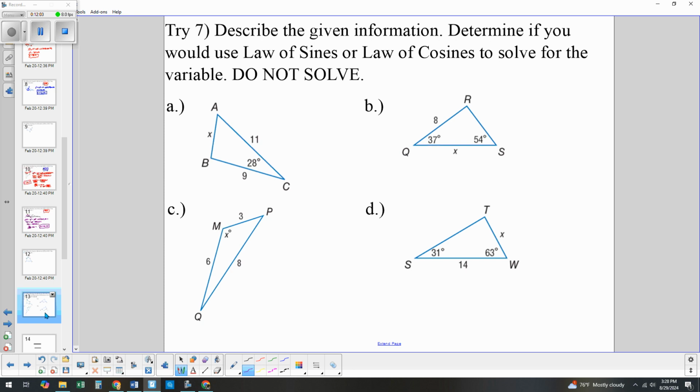So this is an extra try here as well. Describe the given information, and determine whether you would use the law of sines or law of cosines to solve, but do not bother solving. The answers for this are also posted online, and that is the end of section 9.7.